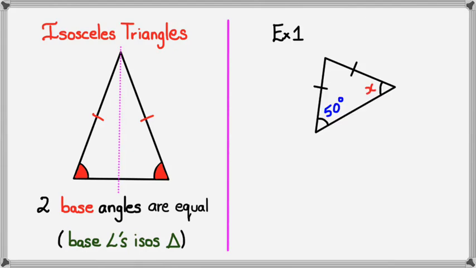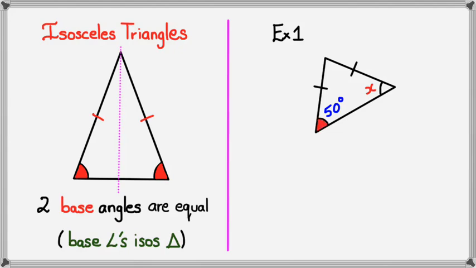So in this example, I'd like to find out what x is. Looking at it, I can see those two little lines mean that the two sides are the same. So this is how you recognize an isosceles triangle. Usually they'll have two single lines, or sometimes two double lines. But in this example, you've got two single lines cutting in the middle of the triangle. So that means it's an isosceles triangle.